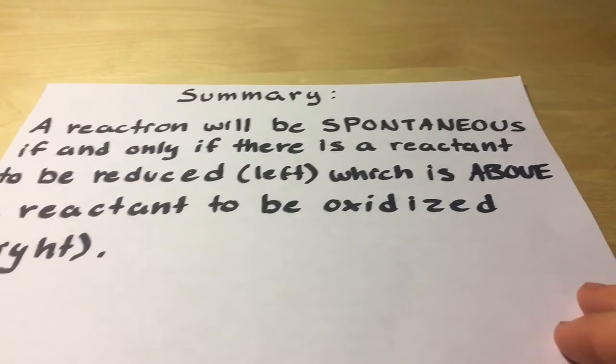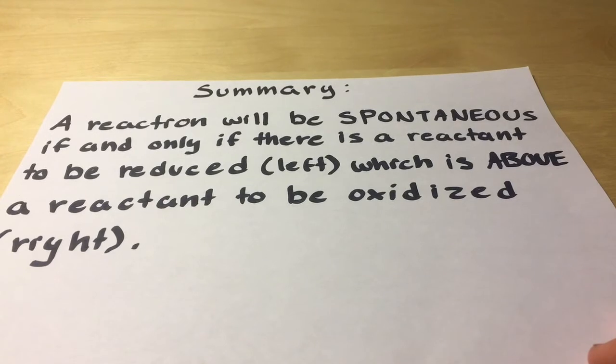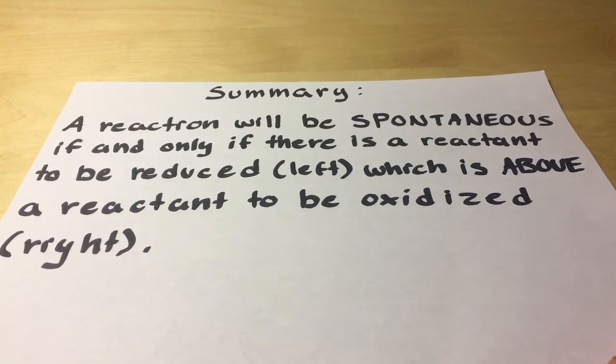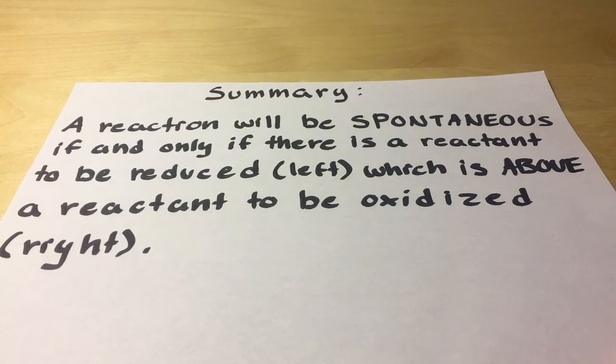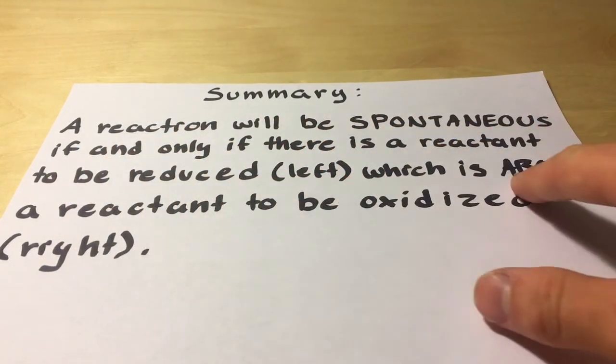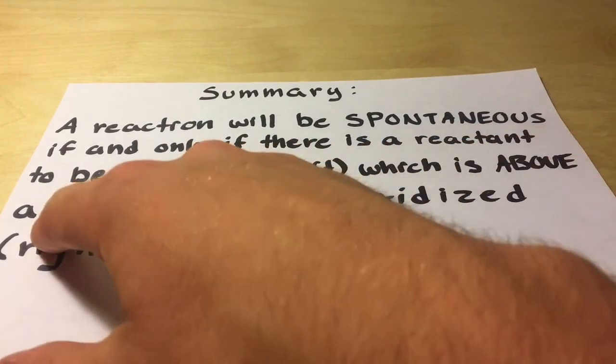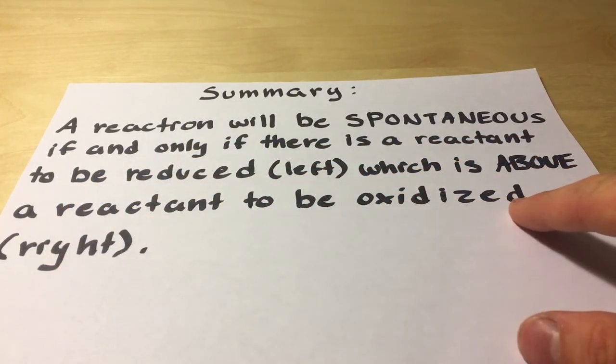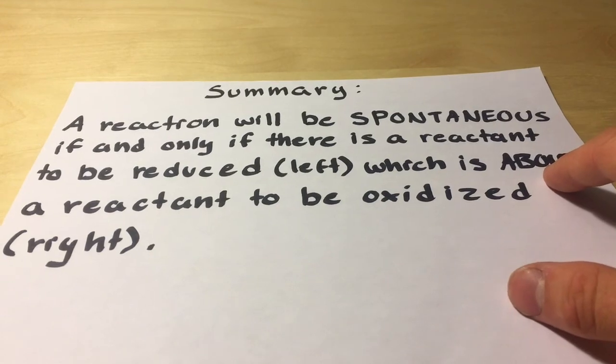Now, after looking at these examples, a clear rule becomes present, and I have written down a summary here of that rule, and we can follow this rule in all the questions we do. The rule states that a reaction will be spontaneous if and only if there's a reactant to be reduced which is above a reactant to be oxidized. And above is referring to the table.